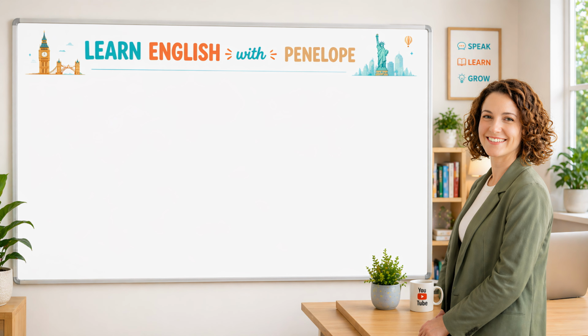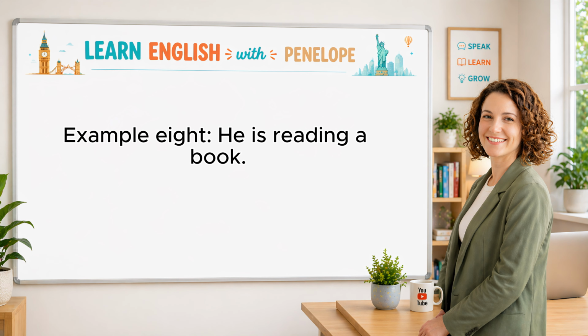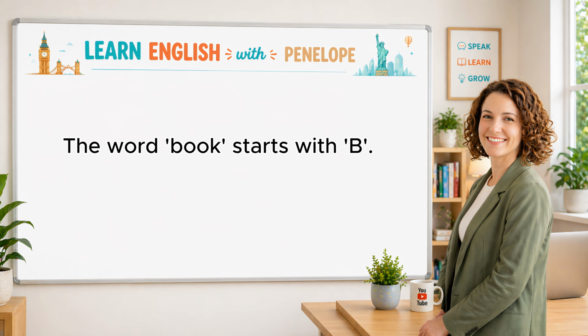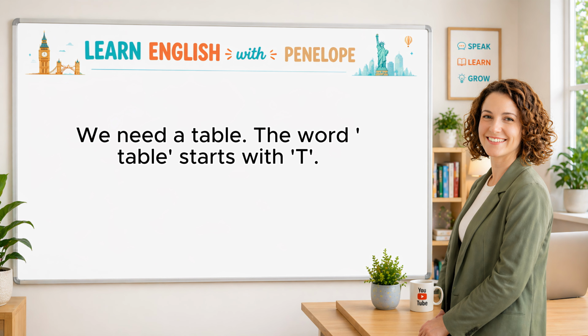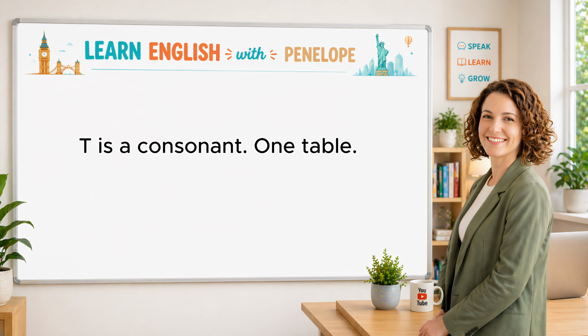Very good. Example 8. He is reading a book. The word book starts with B. B is a consonant. One book. He is reading a book. Example 9. We need a table. The word table starts with T. T is a consonant. One table.